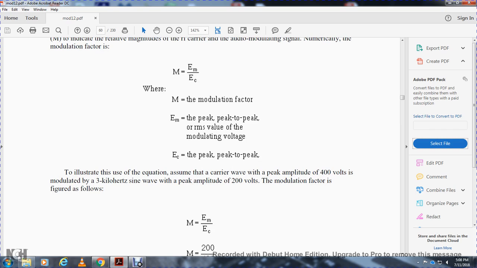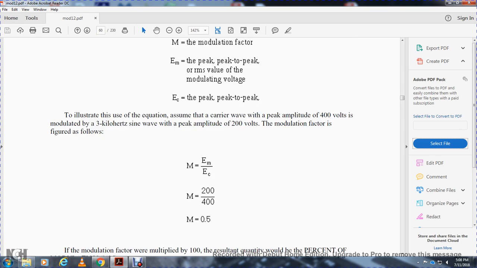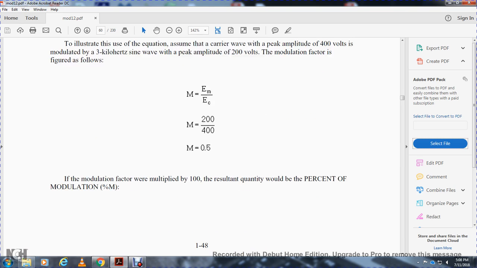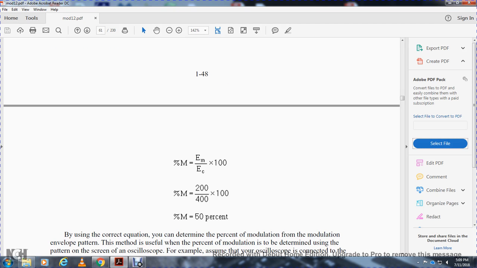To illustrate the use of the equation, assume a carrier wave with a peak amplitude of 400 volts is modulated by a 3 kilohertz sine wave with a peak amplitude of 200 volts. So the modulation factor would be 200 over 400, which is 0.5. Multiplied by 100%, the resultant percent of modulation would be 50%.